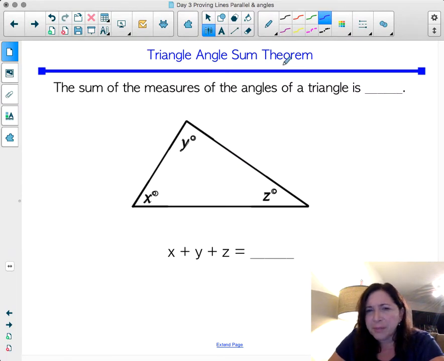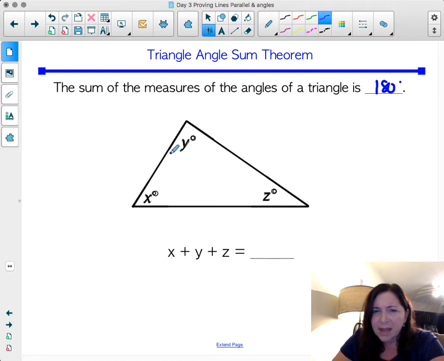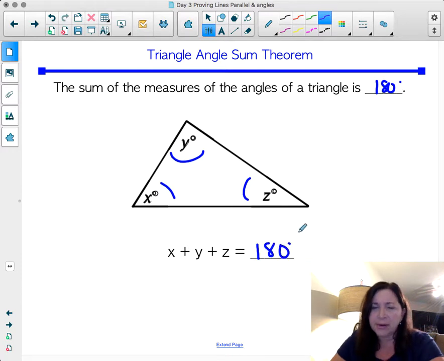The triangle sum theorem is very important. The sum of the measures of the angles of a triangle is 180 degrees. That means that if you add up y plus x plus z, that sum is going to equal 180 degrees.